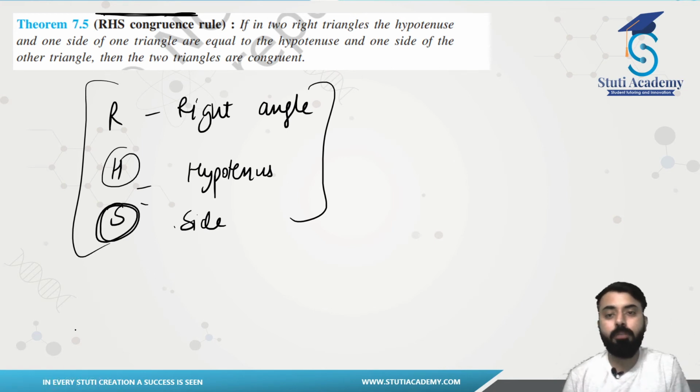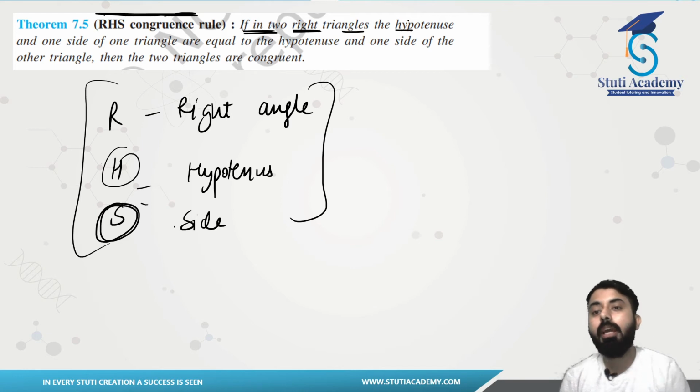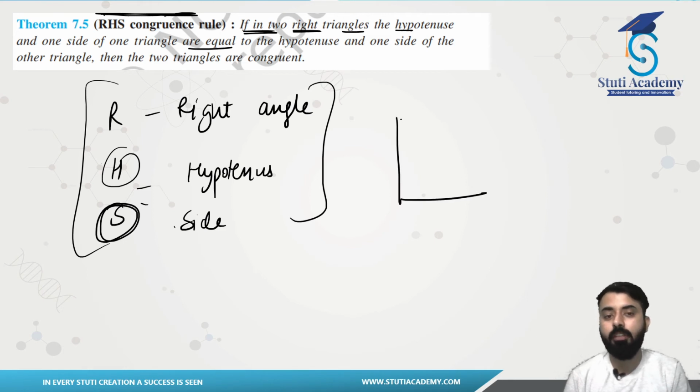Now what this theorem states is that if in two right angle triangles the hypotenuse and one of the sides are equal, that means if in two right angle triangles, let's say I have triangle ABC, such that the right angle is at B, and let's say I have another figure which is DEF.